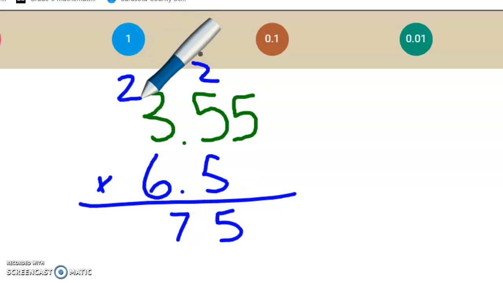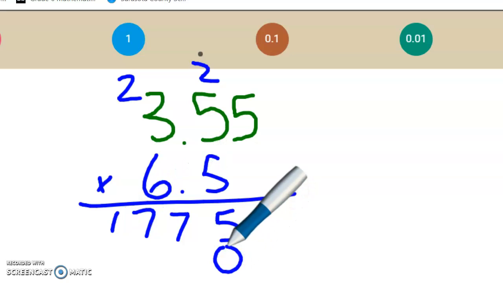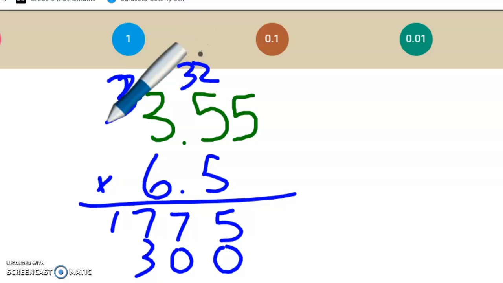And again, we're ignoring the decimal. 3 times 5 is 15, 16, 17. Ignoring the decimal, I throw a 0 in here. 6 times 5 is going to give me 30. 6 times 5 is 30 plus 3 is 33. 6 times 3 is 18, 19, 20, 21.